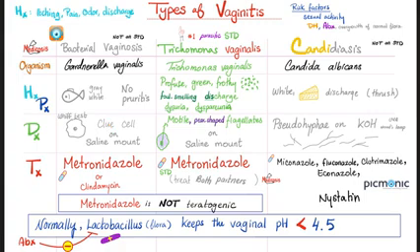Diagnosis: look for the clue cell and use the whiff test to smell. For Trichomonas vaginalis, look for the motile pear-shaped flagellated protozoa. And for the Candida, look for the pseudohyphae. Treatment: metronidazole, and here we have an antifungal such as miconazole or nystatin.